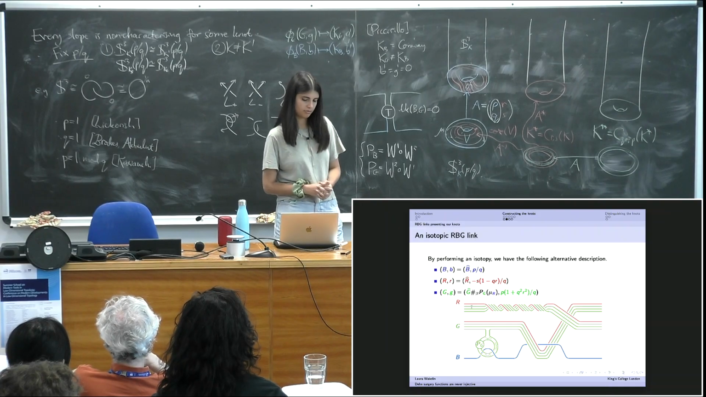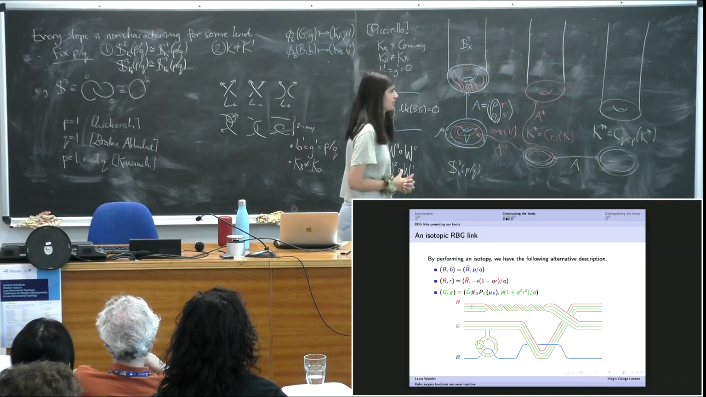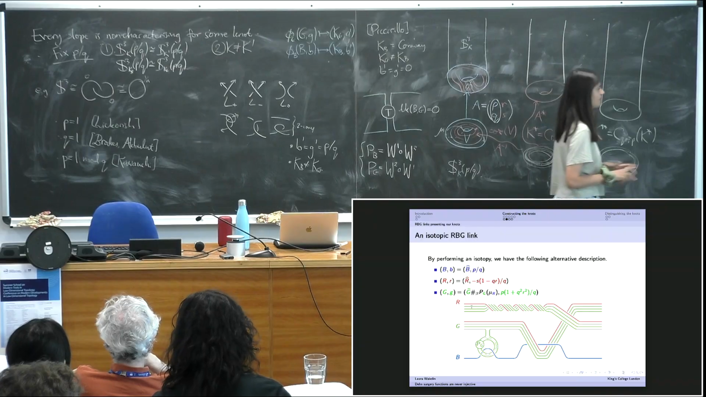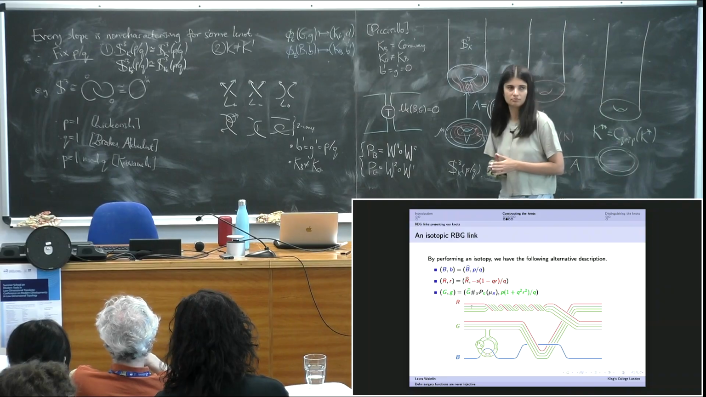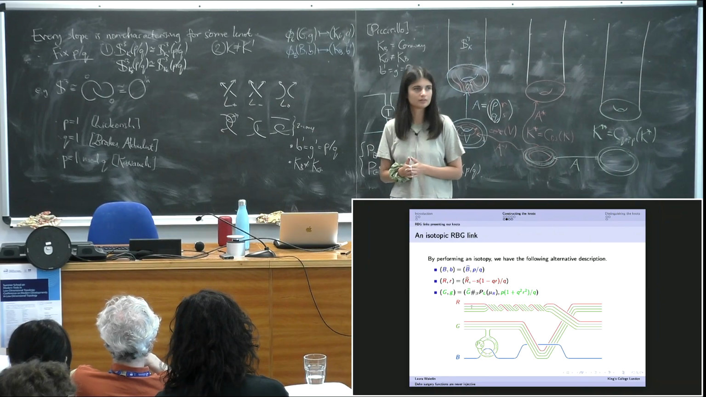I haven't really thought about that, but I imagine you can get quite a range of things. One thing you could do is this blue component doesn't even have to be the unknot. It could be some other knot as well. So probably you can get quite a range of things, but yeah, good question.